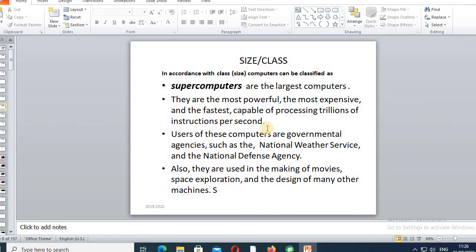complex data. For example, the users of these computers are governmental agencies. That's one. Two, such as the National Welfare Services and the National Defense Agencies in the government. These ones will be able to use this.